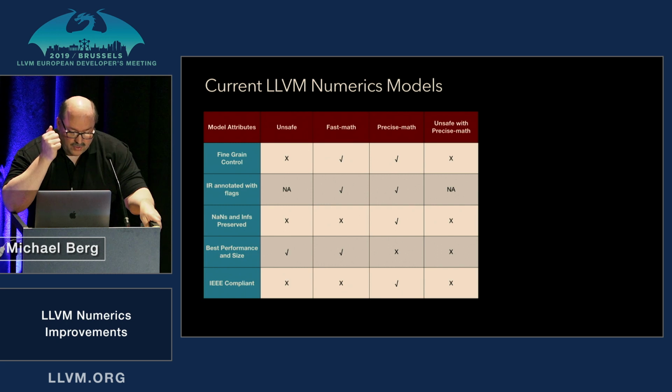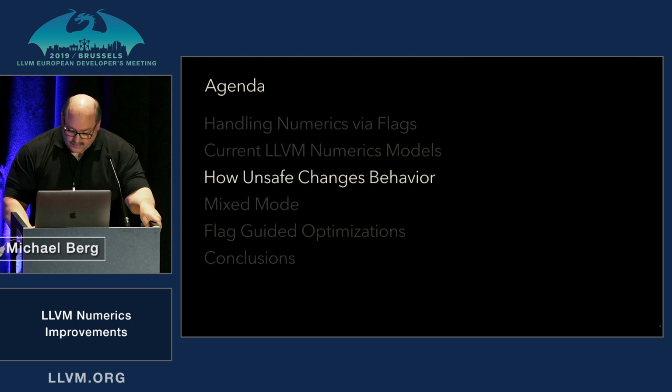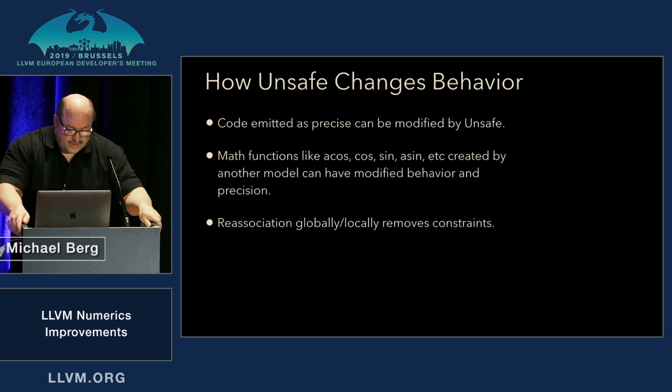And so there you lose your size and performance constraint. And because of that, you also lose your IEEE compliancy as well because of unsafe. Now, we've already touched a little bit on how unsafe changes behavior. We can drill into a little bit of the attributes.